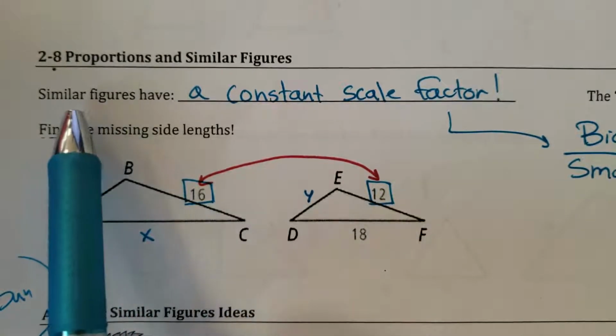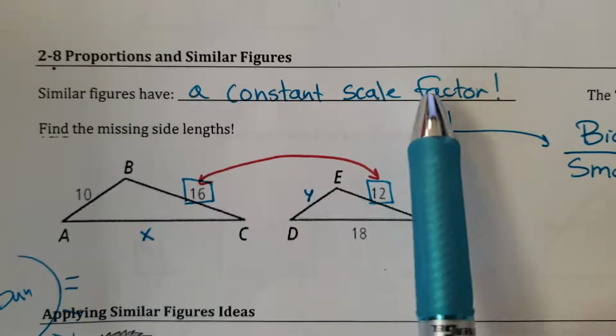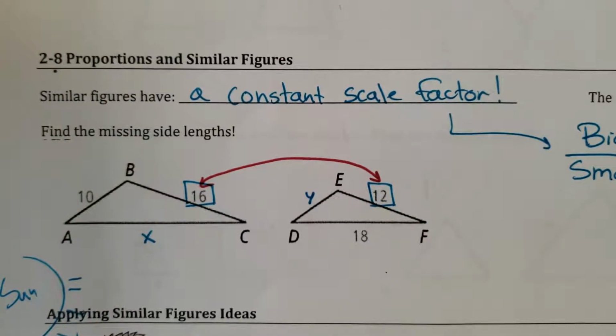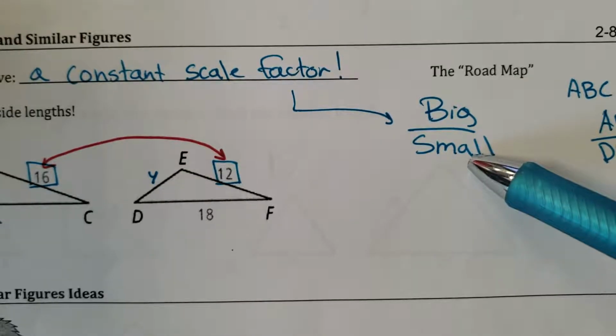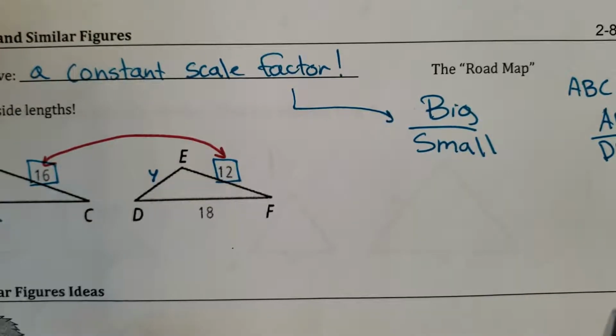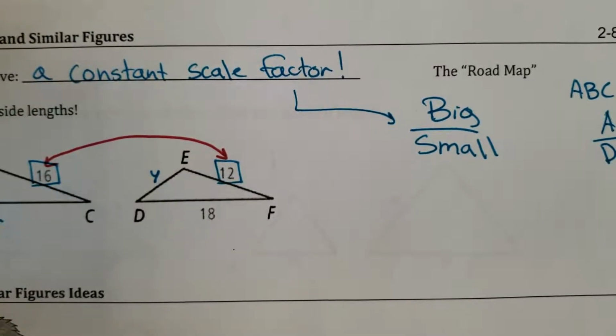So here we go. Similar figures have a constant scale factor. What do you mean? That means every time you take a big piece and you divide it by the small piece, you're going to get the same number. It's called a scale factor.